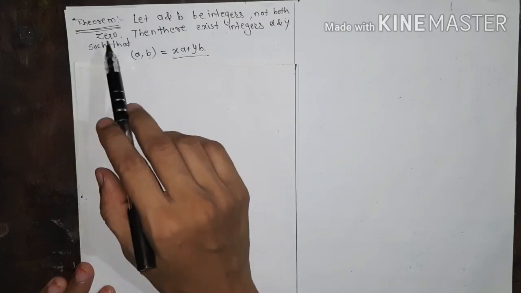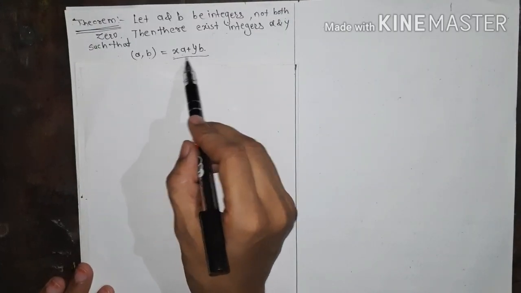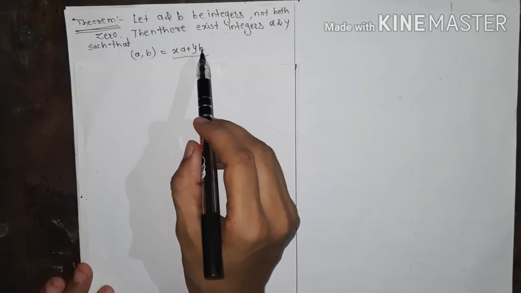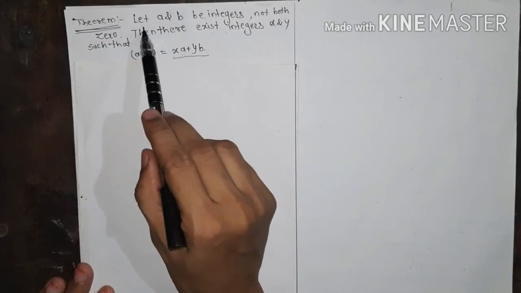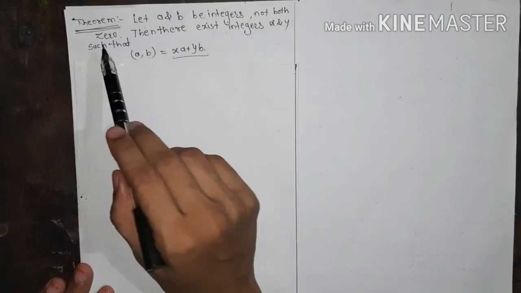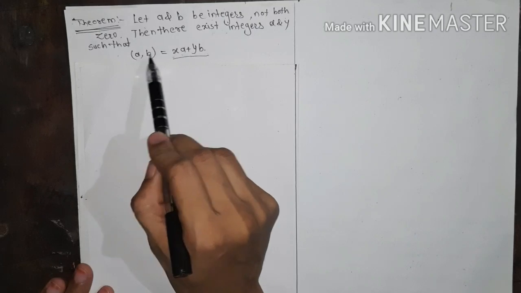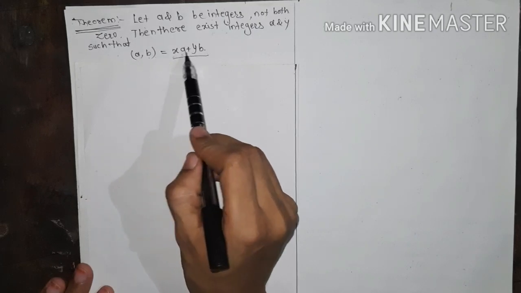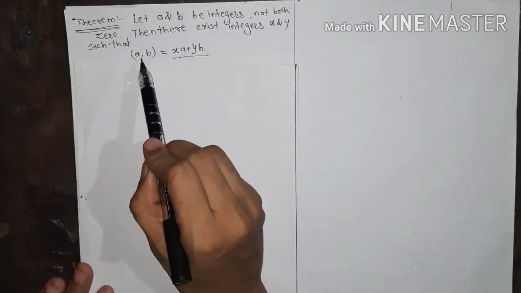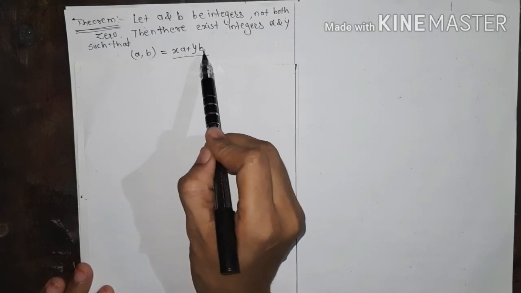We see the very important theorem on GCD, that the GCD of a, b is represented as a linear combination of a and b. So the statement of the theorem is: let a and b be any integers, not both 0, then there exist integers x and y such that the GCD of a, b is equal to xa plus yb. That is, GCD is written as a linear combination of a and b.